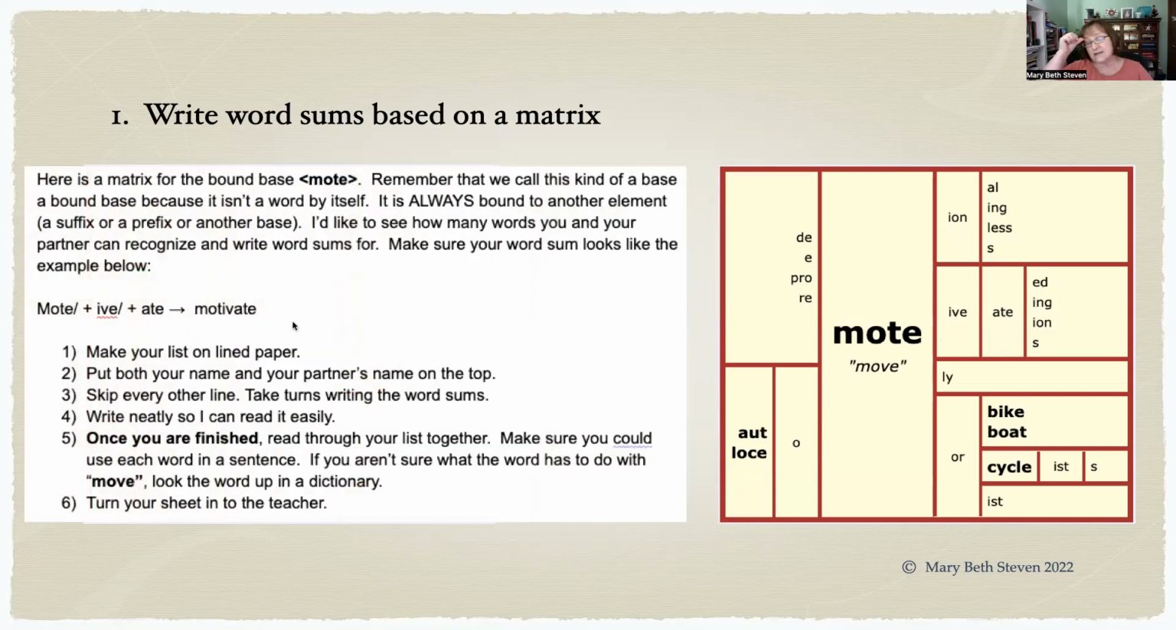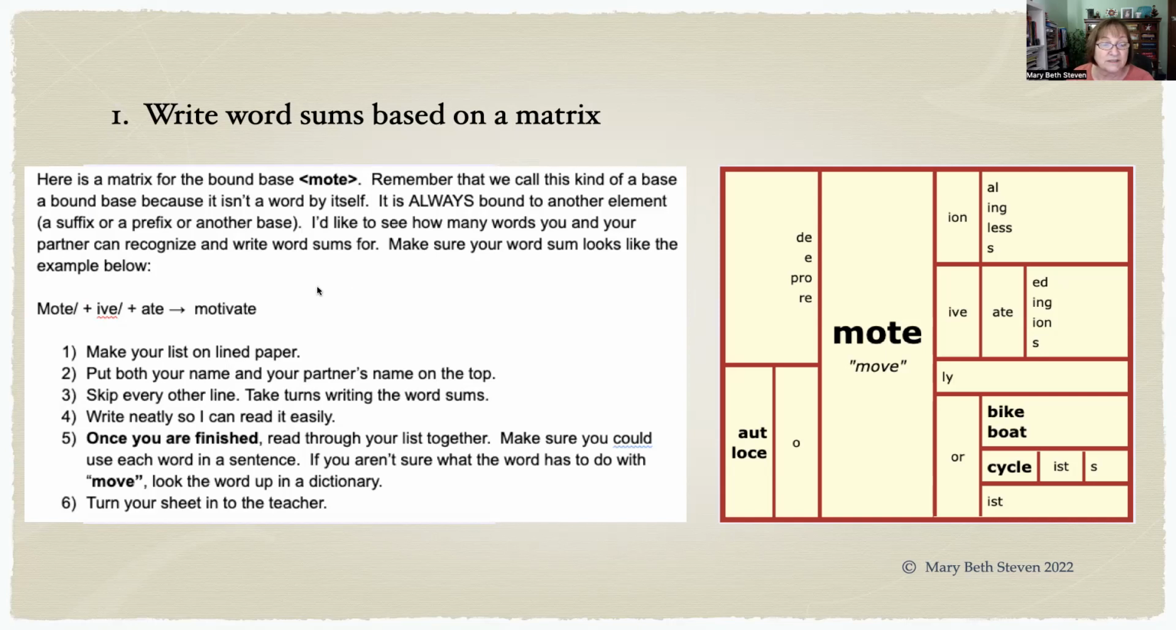These are the directions I gave my students for this particular assignment, right? Here's a matrix for the bound base, MOTE. You notice how these are angle brackets? That means we spell it out. We don't pronounce it. Remember that we call this kind of a base a bound base because it isn't a word by itself. It is always bound to another element, a suffix or a prefix or another base. I'd like to see how many words you and your partner can recognize and write word sums for.